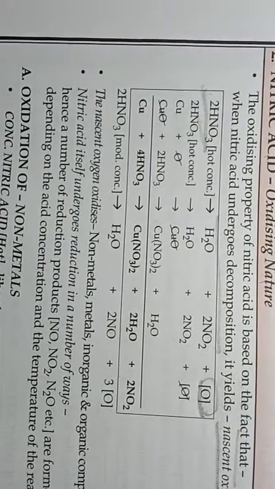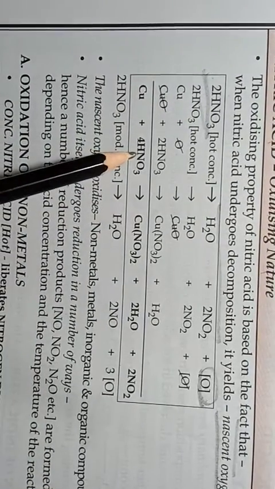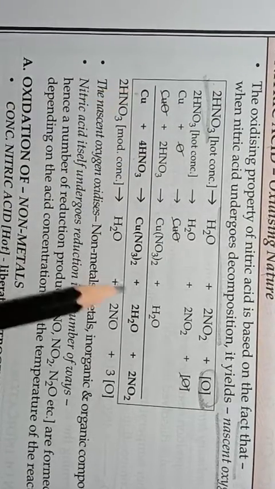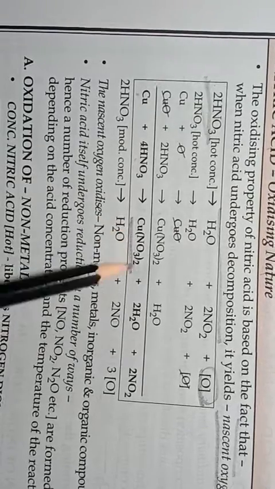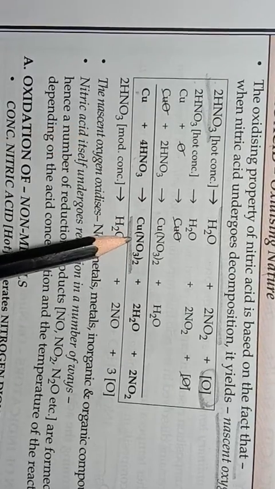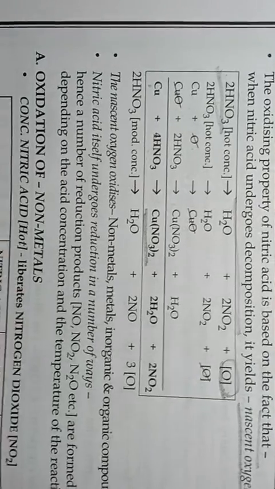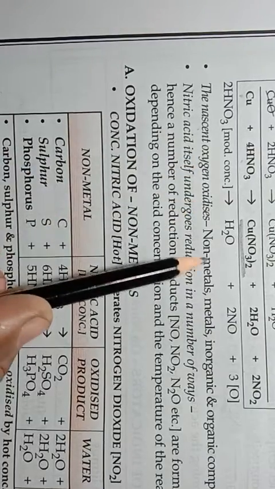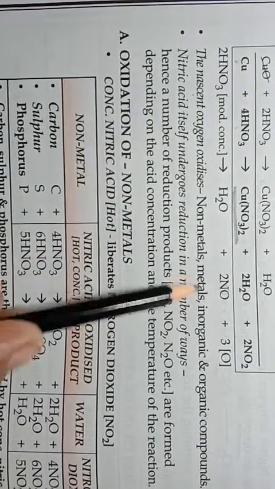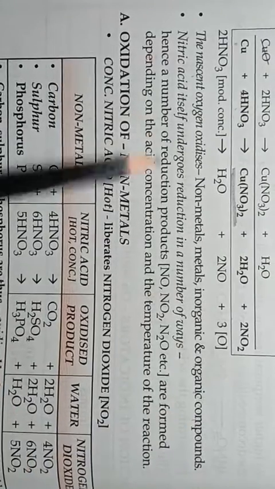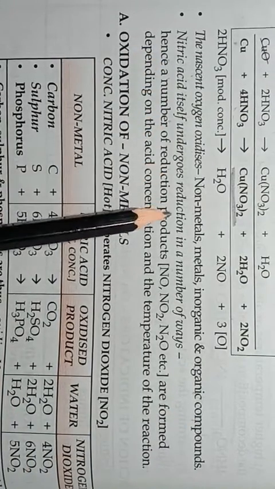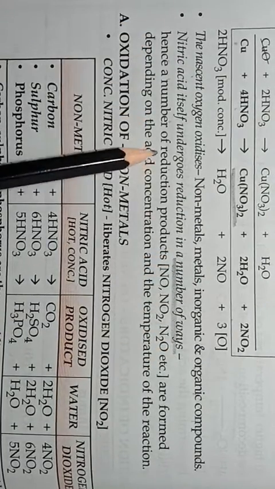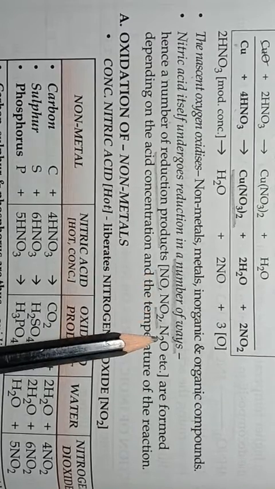Okay students, so as you can see here, with concentrated nitric acid, copper gets oxidized in the form of copper nitrate. Okay students, the nascent oxygen oxidizes non-metals, metals, inorganic and organic compounds. Nitric acid itself undergoes reduction in a number of ways. Hence, a number of reduction products like NO, NO2, N2O, etc.